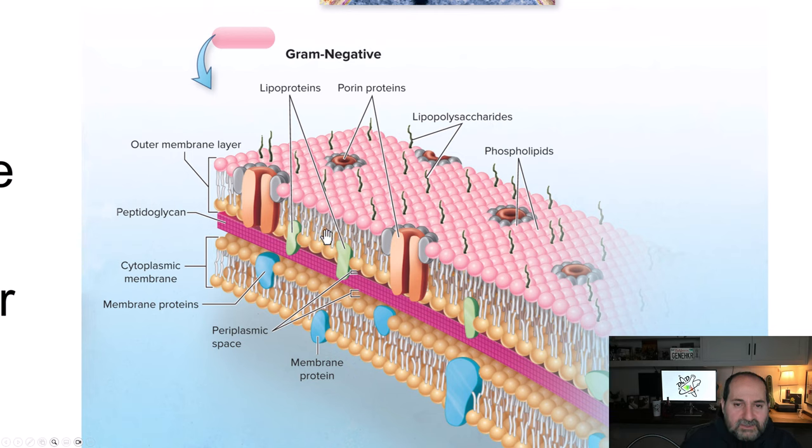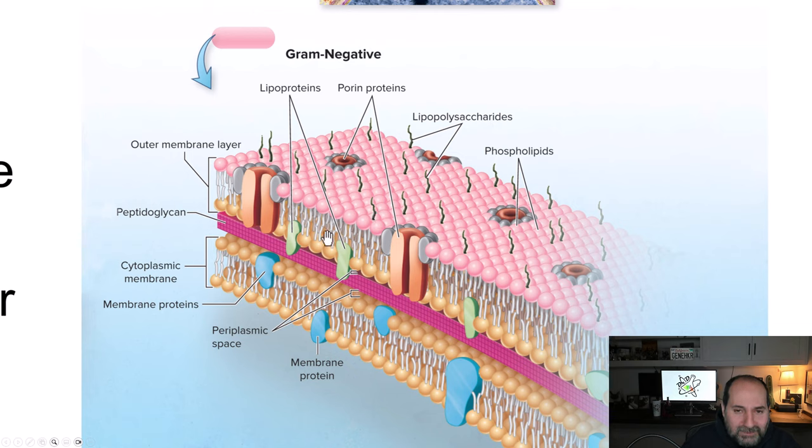Additionally, there are these structures in the outer part of the outer membrane of gram-negative cells. You see how it's drawn in pink? These little spheres are drawn in pink, and you have these little tails hanging off. Well, these little tails are part of what's known as lipopolysaccharides. And these lipopolysaccharides exist only in the outer part of the outer membrane of gram-negative cells only.